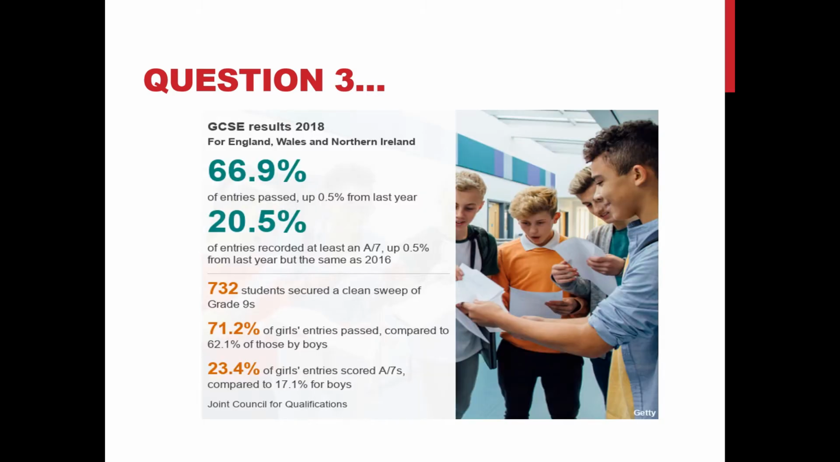Question 3, what percentage of pupils passed, so we mean achieved at least a grade 4, in one GCSE in 2018? Here we can see the data on the screen. GCSE results for England, Wales and Northern Ireland for 2018. 66.9% of entries passed, which was a slight increase from the previous year of 0.5%. If we think about high grade achievement, we have a second statistic here. 20.5% of entries recorded at least an A or our new style 7 grade, which again was a slight increase of 0.5% from the previous year.